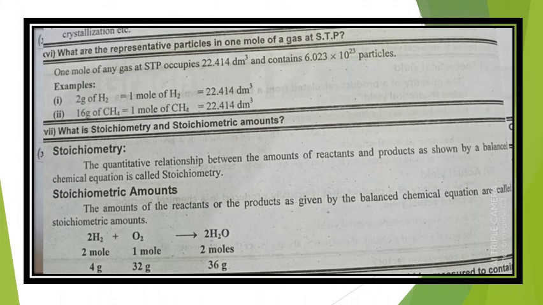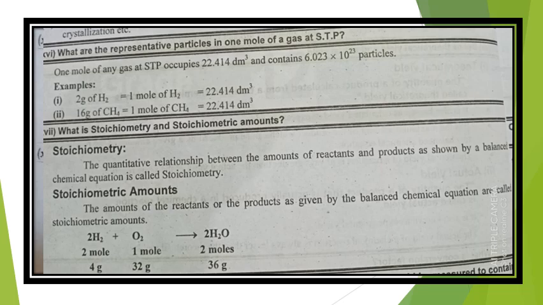The next one, the last questions. What are the representative particles in 1 mole of gas at STP? Very simple. The representative particles equal the Avogadro's number of particles, which is 6.02 × 10^23 particles. Now correlate all the parameters which you have learned. For 1 mole of hydrogen, the mass is 2 grams, the volume is 22.414 dm³, and the number of particles in it is 6.02 × 10^23.